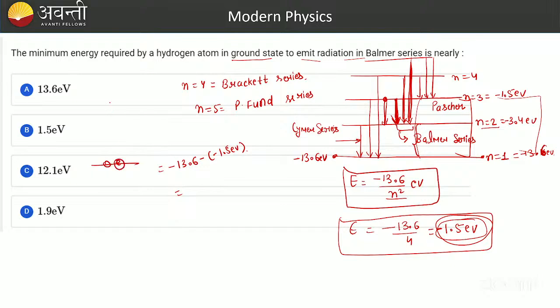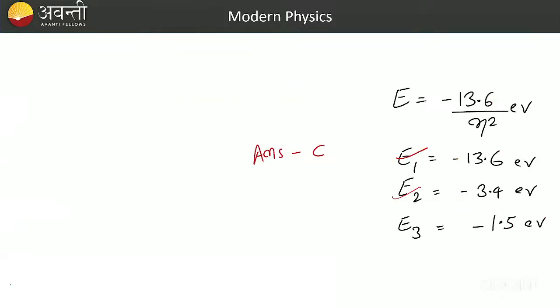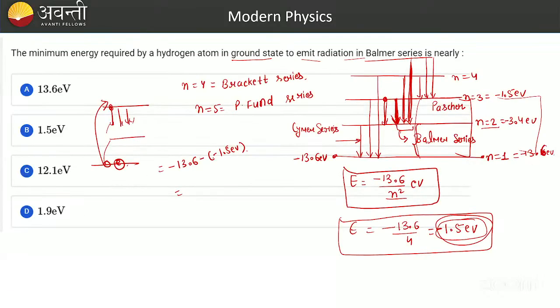We shoot up this electron from the ground state to state 1, 2, 3, the third state. Then it will come back, so this transition will happen in the Balmer series. That is why the difference of energy that we required is minus 13.6 to minus of minus 1.5, which is 12.1 electron volt. So the minimum energy required is the magnitude of this, 12.1 electron volt. Option C.